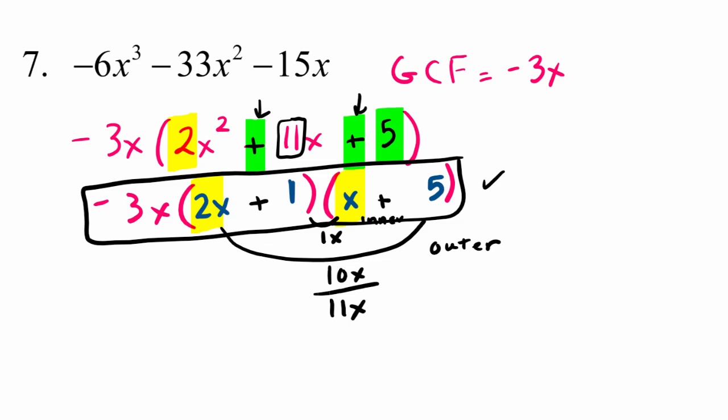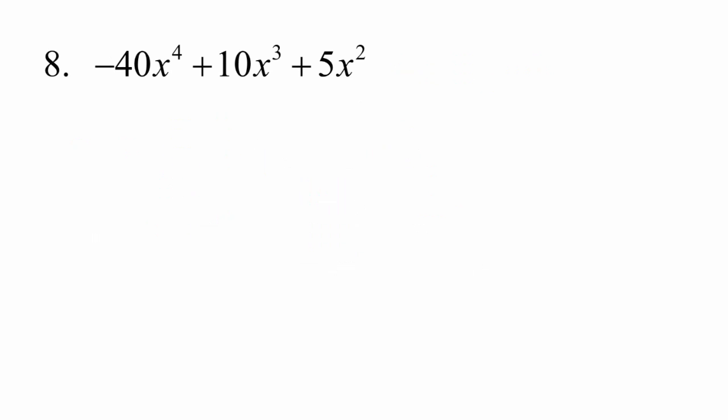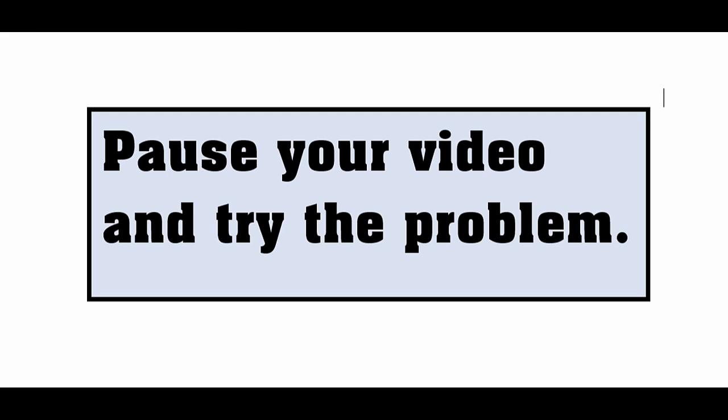Okay, so for number A, which is our last one, I'm going to let you choose any of the 3 methods. So here's our last problem. I want you to pause the video, work this out, factor completely. You get to choose.